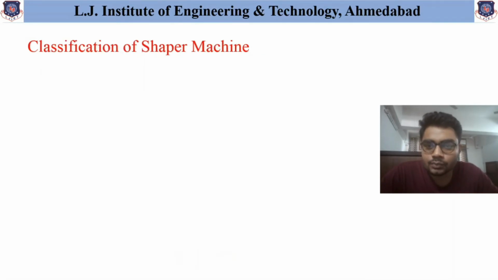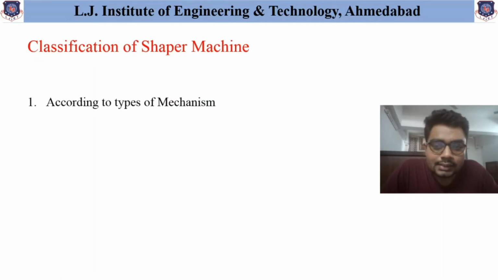Now let us understand the classification of the shaper machine. Now as we have seen, there are different parts available in the shaper machine, and these parts can be arranged in many different manners to operate and to obtain different types of the shaper machine. So now the first type is according to the type of mechanism.